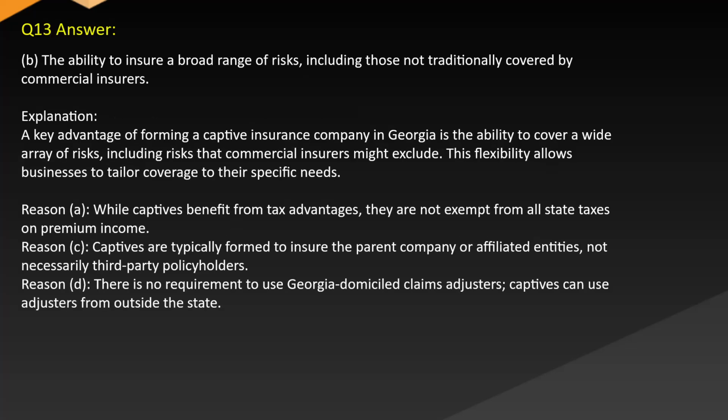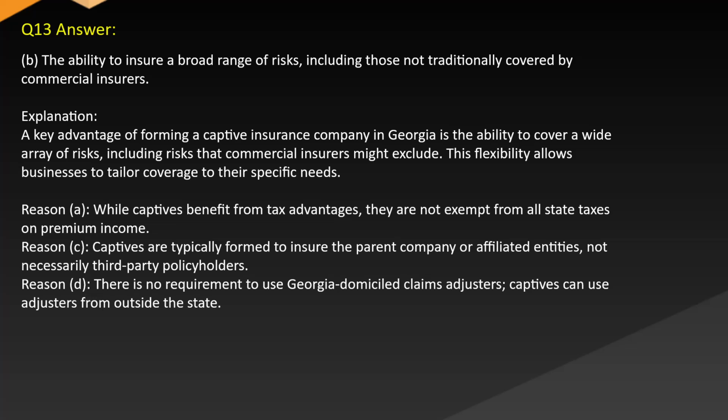Answer B. The ability to insure a broad range of risks, including those not traditionally covered by commercial insurers. Explanation. A key advantage of forming a captive insurance company in Georgia is the ability to cover a wide array of risks, including risks that commercial insurers might exclude. This flexibility allows businesses to tailor coverage to their specific needs.